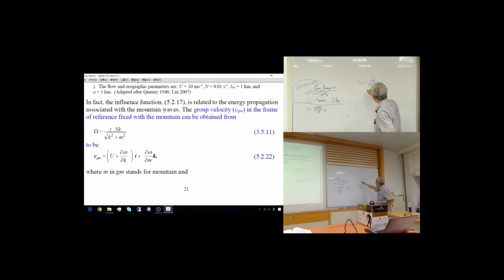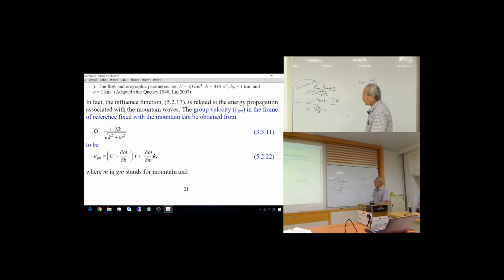Okay, so suppose you have this, then your group velocity in x, Cgx, will be d omega dk, and Cgz, the vertical group velocity, will be equal to d omega dm. M is the vertical wave number, k is the horizontal wave number. So we have this.